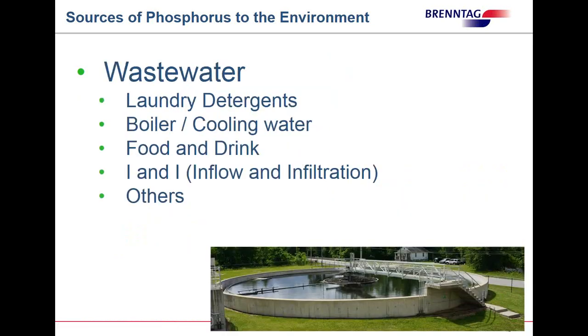So sources of phosphorus in wastewater come from laundry and dish detergents, boiler and cooling tower discharges, food and drink. Look this up online. Some foods that contain phosphorus are nuts, almonds and pine nuts, fish, salmon, mackerel, and carp. I was kind of surprised to see that carp made the food list.